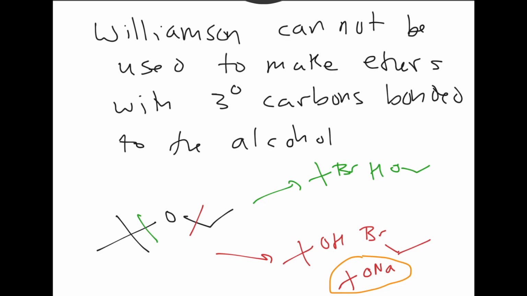So no matter how we break up this ether, we never end up with two pieces that can both do SN2 reactions. I can get a primary halide, which does SN2 reactions. I can get a primary alcohol or primary nucleophile, which will do an SN2, but the other piece just doesn't work. So we can't use Williamson ether synthesis to make this.